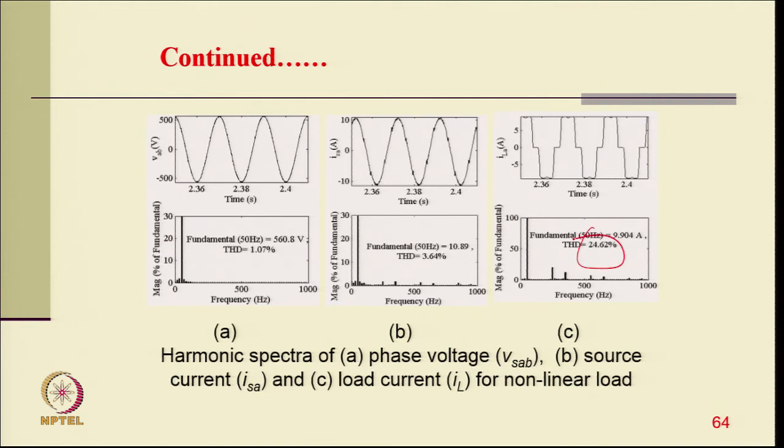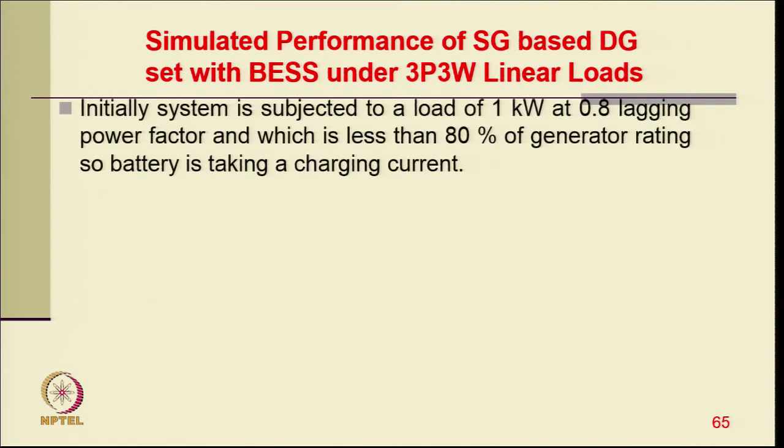When the load current THD is 24%, you are able to get the generator current THD of only 3.64%, and the voltage THD is maintained at 1.07%. But if you do not use such a compensator, then the voltage THD also increases. This will be the kind of generator winding current where you will have a lot of distortion in the voltage.